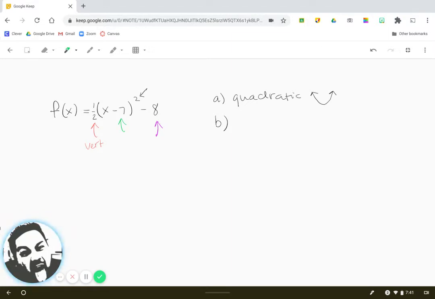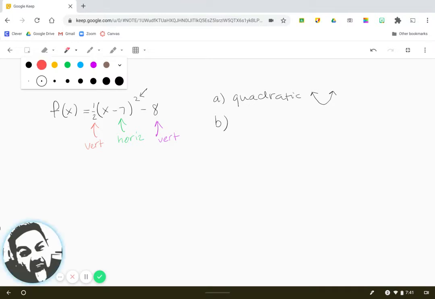That x minus 7 right there, that's inside the function. It's actually affecting the x. So we're going to say that that's going to be part of our horizontal shift. So that's part of our horizontal transformation. And then finally, we got the 8 on the outside, which indicates this is going to be a vertical transformation. And then we just sit down and talk about those things.